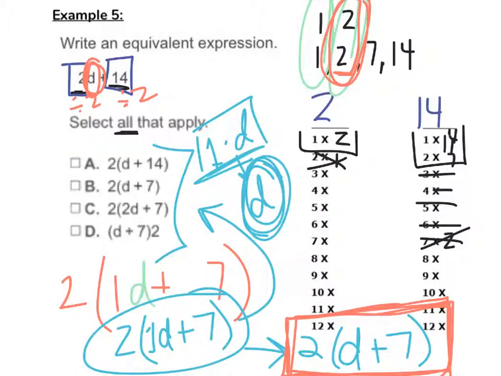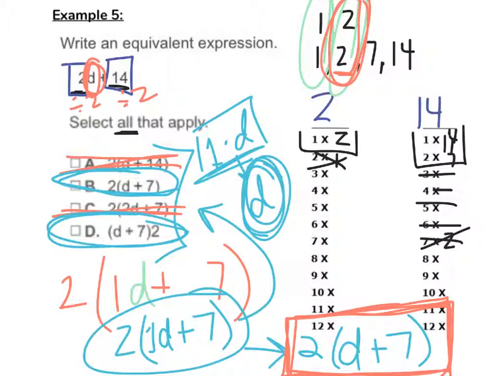So what I just boxed in red. So I'm going to go through my list. Letter A does not look like that. Letter B does look like that. So I'm going to go ahead and circle letter B. Letter C does not look like that. Letter D has the D plus 7 and the 2 behind it. Okay, so they're just trying to mess with me again. They changed the order. So B and D would be my answers to example 5.